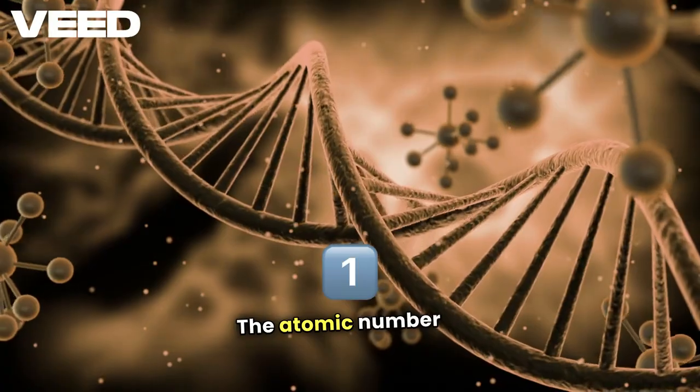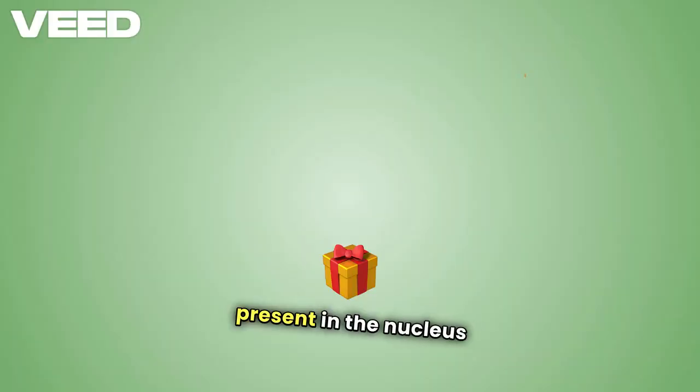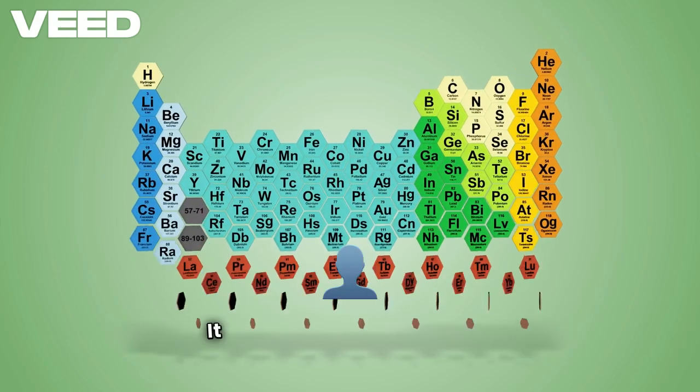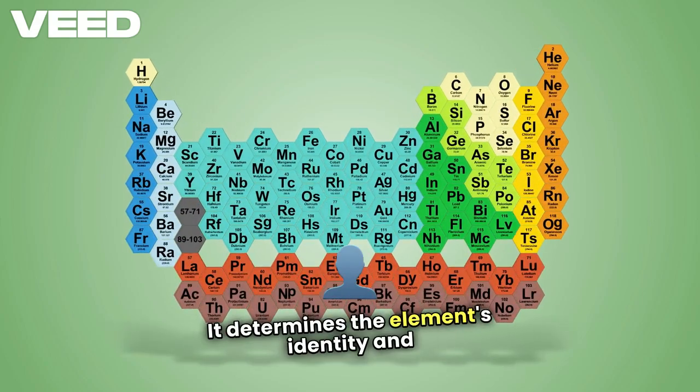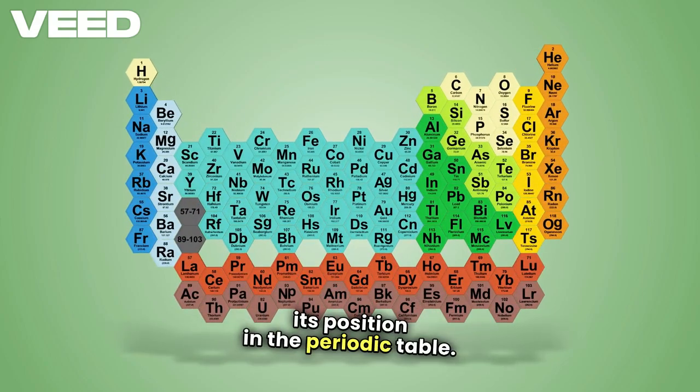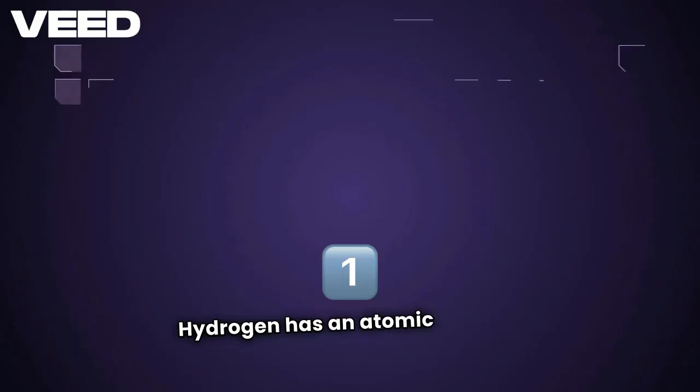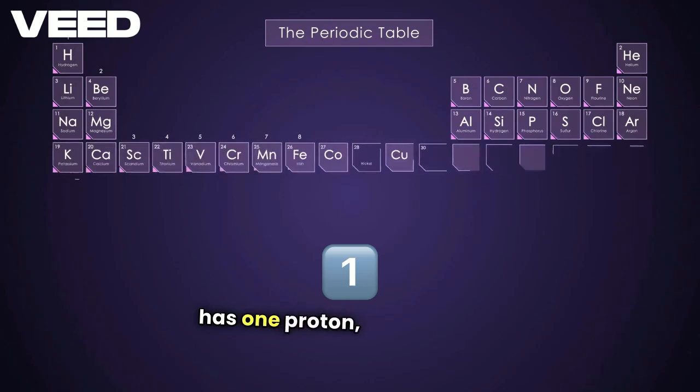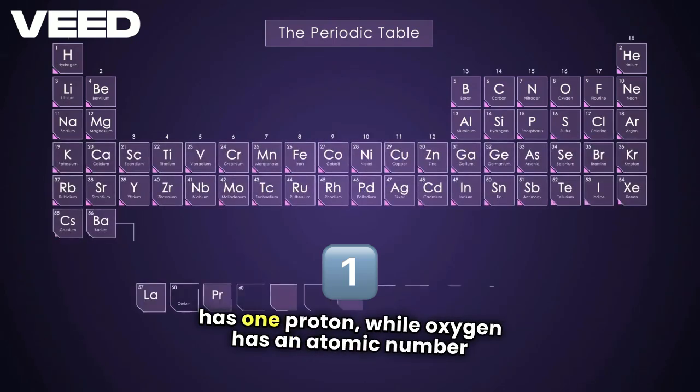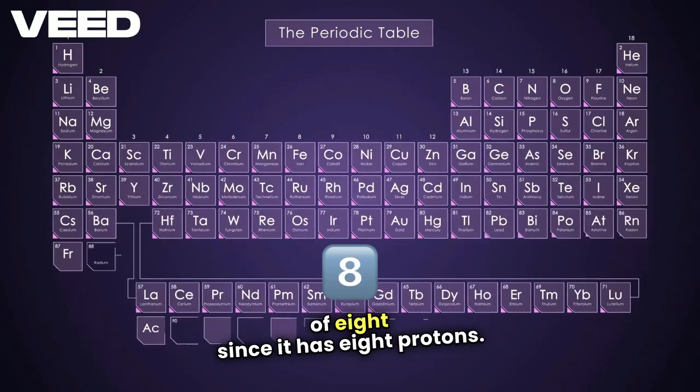The atomic number is the number of protons present in the nucleus of an atom. It determines the element's identity and its position in the periodic table. Hydrogen has an atomic number of 1 because it has 1 proton, while oxygen has an atomic number of 8 since it has 8 protons.